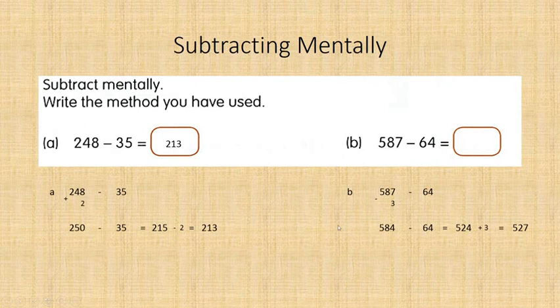Okay, so guys, by the way, you can just subtract mentally here, like subtracting the units from the units, the tens from the tens, and the hundreds from the hundreds. So 8 minus 5 equals 3, and 4 minus 3 equals 1, and 2 minus 0 equals 2. So it's very easy to do it here.